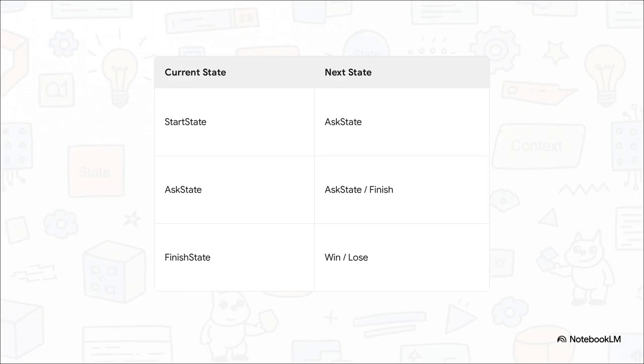We start at, well, the start state, which naturally moves directly to the AskState. Now, the AskState is where it gets interesting. It transitions to itself to create a loop, or it moves on to the FinishState. Finally, the FinishState does the routing to either a WinState or a LoseState. That's the whole blueprint. Notice how no single state cares about the global picture. They only care about their immediate neighbors.